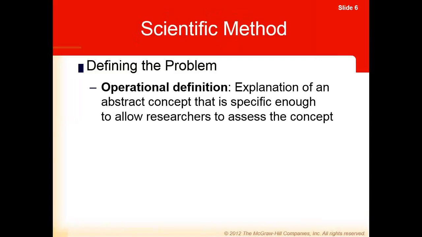We have to operationalize our concept, coming up with an operational definition, which is an explanation of an abstract concept that becomes specific and measurable. That's what we're looking for. It's specific enough to allow researchers to assess the concept. Next thing we do would be reviewing the literature. We would be conducting what is referred to as a literature review, or creating an annotated bibliography for the research project we're involved in.